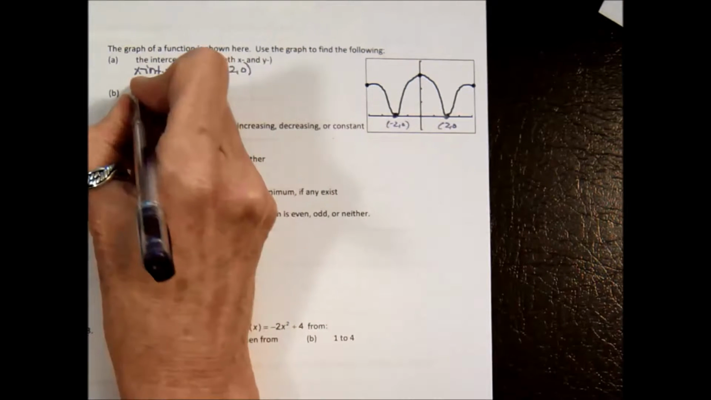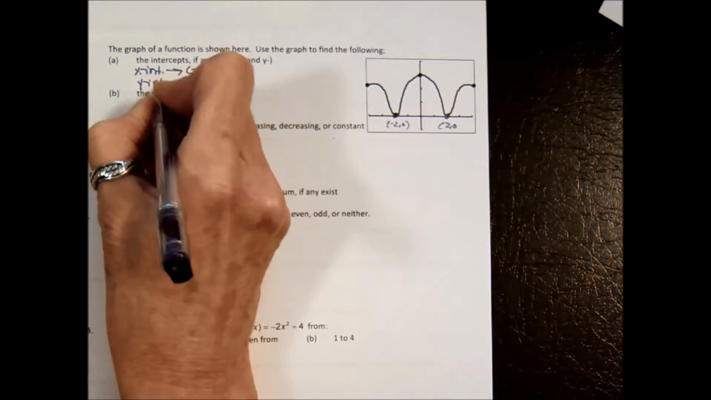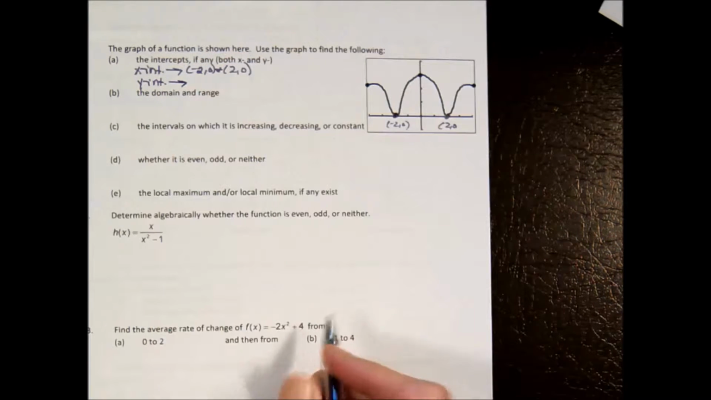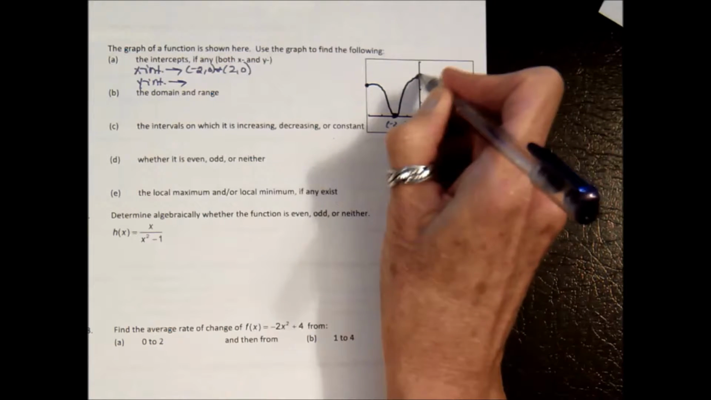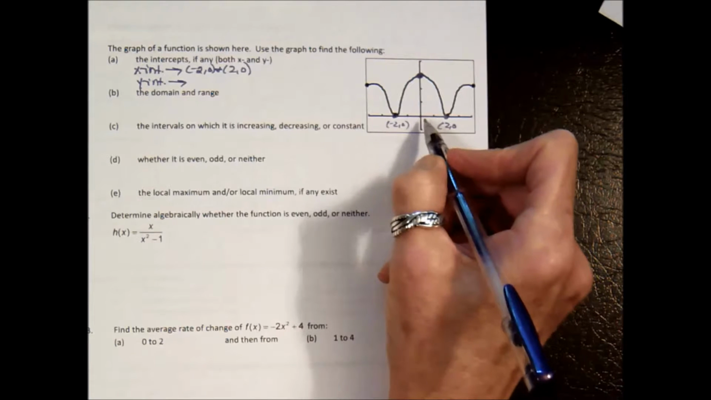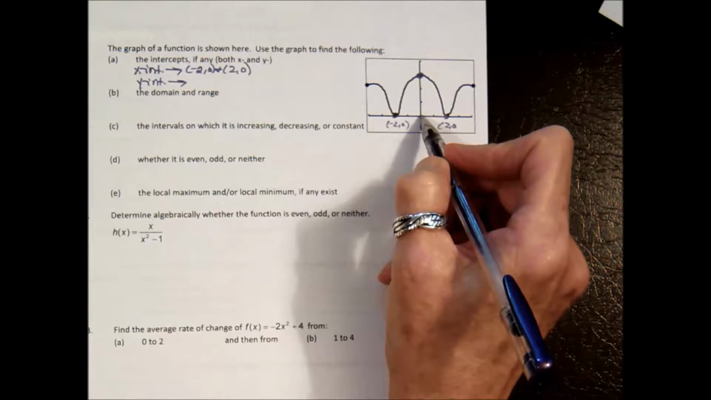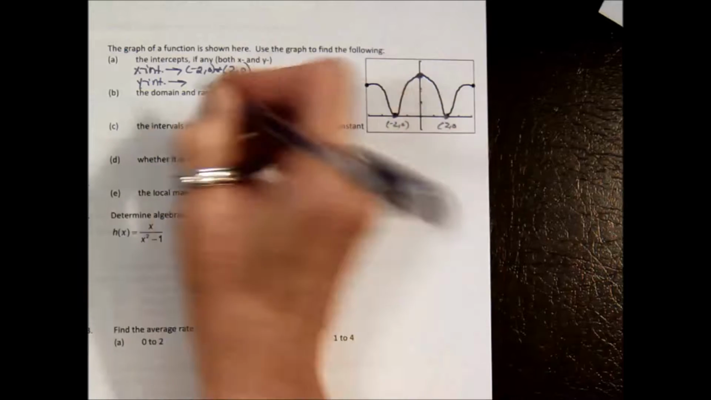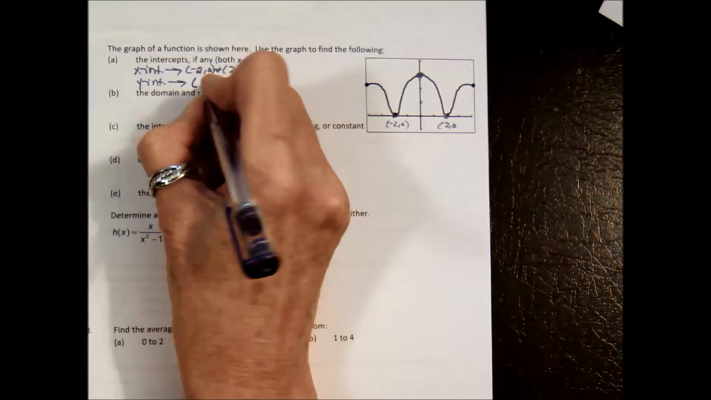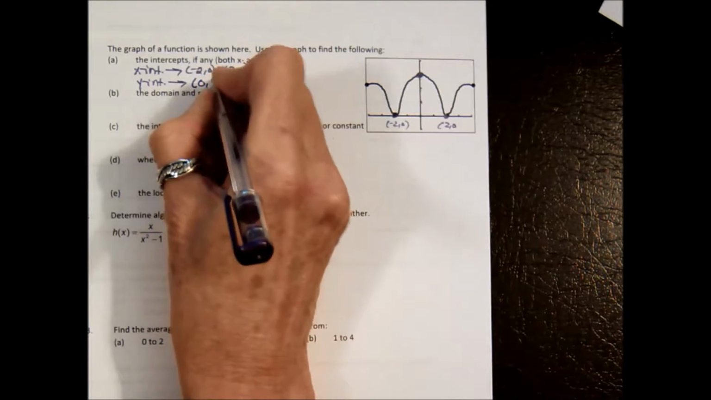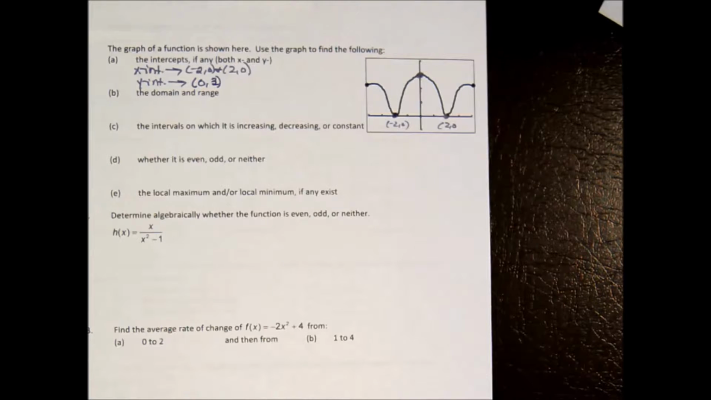Now we want to see if there are any y-intercepts where our graph crosses or touches the y-axis, and that would be the point right here. So if you look at that point, it is the point 0, 1, 2, 3. So my y-intercept is the point 0, 3.